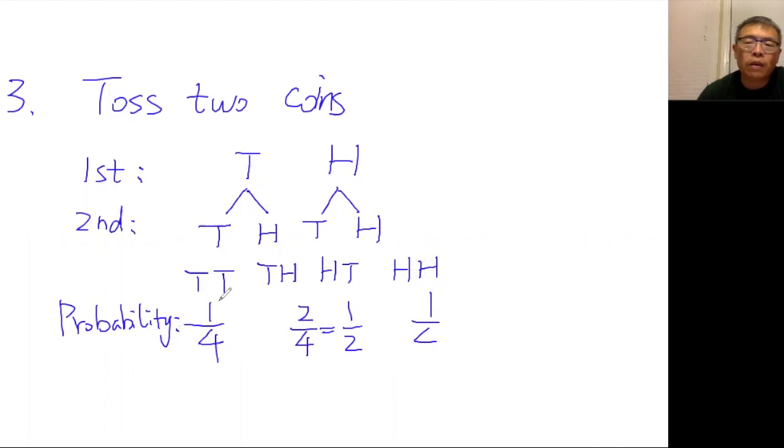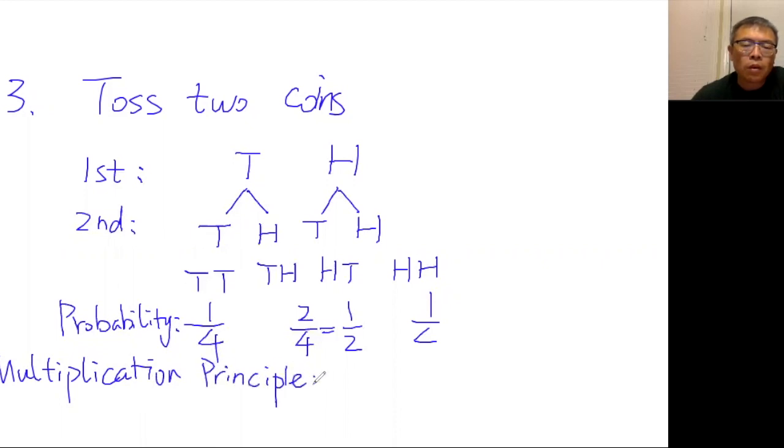Now another way to calculate this is to use something called the multiplication principle. Suppose you want to calculate the probability to get two tails. You know in each toss there's a 1/2 probability to get a tail. Now, the second toss, again, there's a 1/2 probability to get a tail. So if you multiply the two probabilities together, you get 1/4. And this is exactly the same as this 1/4.